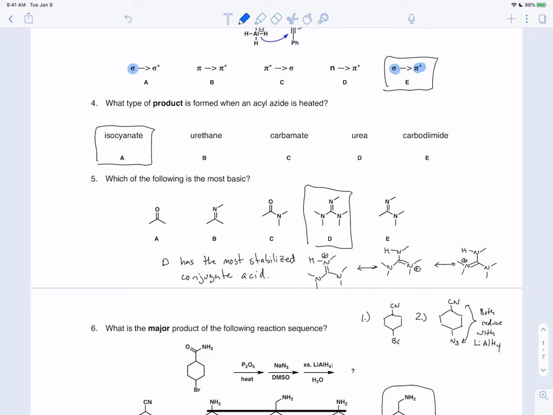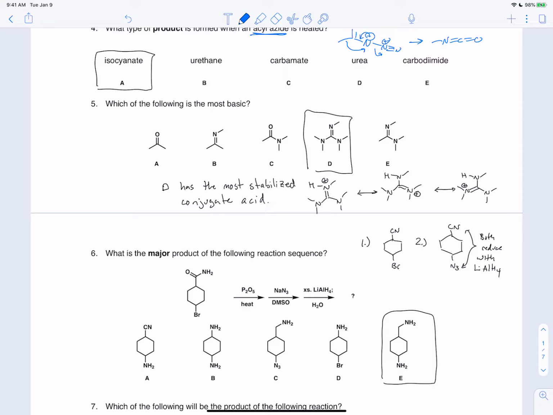During the Curtius rearrangement, when we heat up acyl azides, this is your acyl azide. This is when we have the rearrangement where the lone pair comes up, and we have this 1,2 shift to kick out nitrogen. This gives an isocyanate as an intermediate, so that would be answer number A.